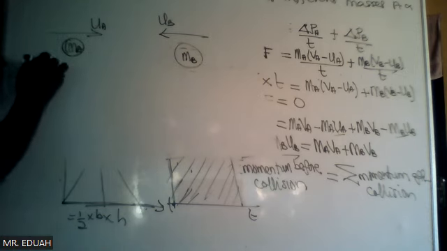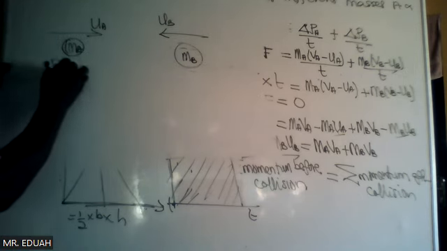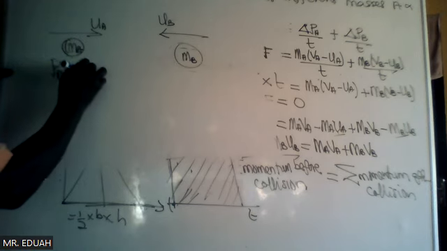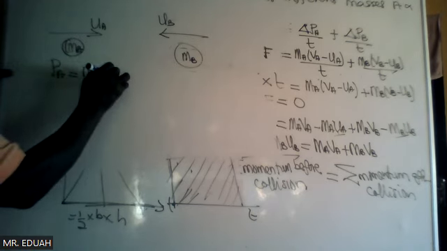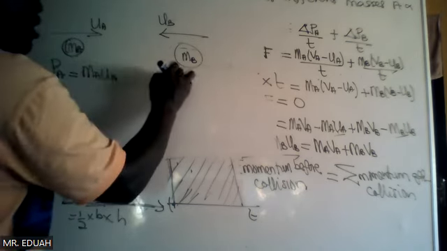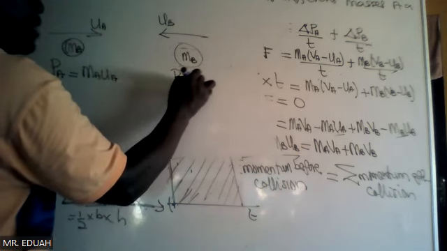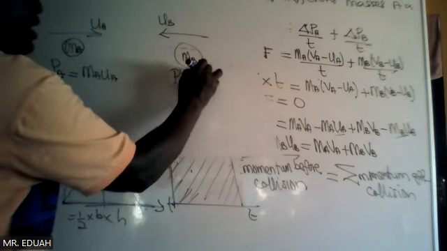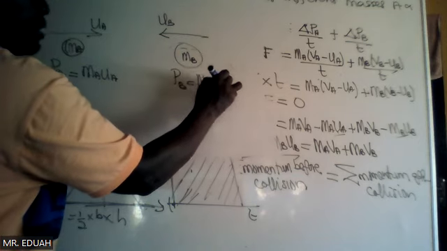Okay. P of A, the momentum of A, is equal to MA UA. P of B, the momentum of B, is equal to MB UB.